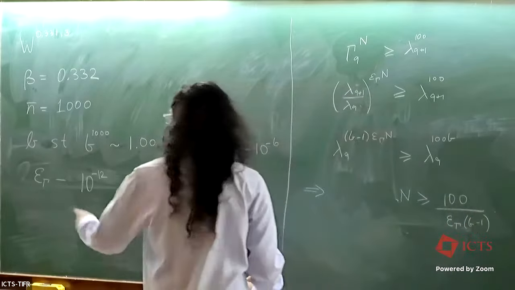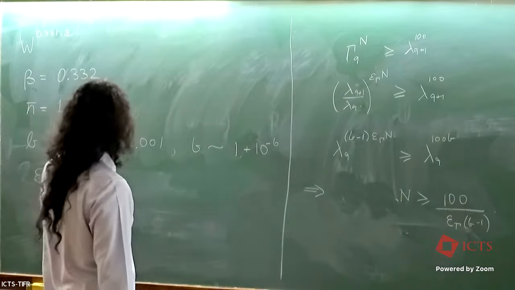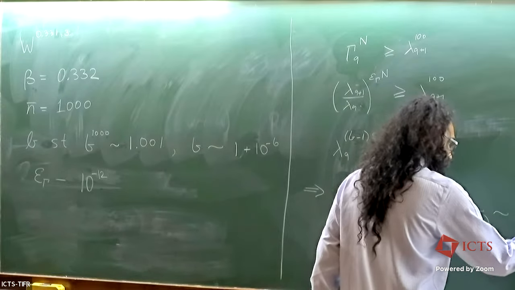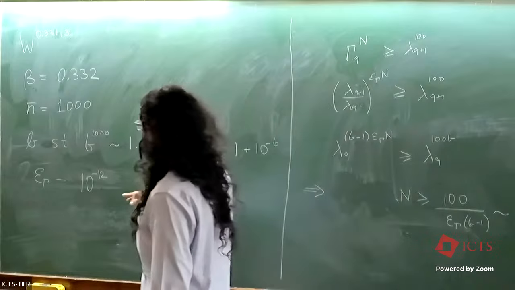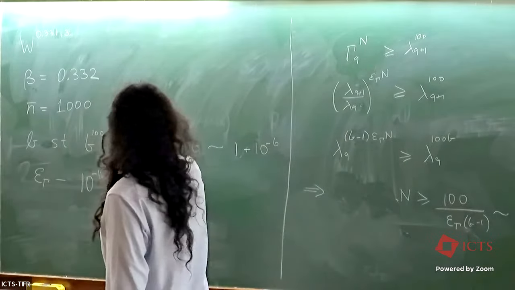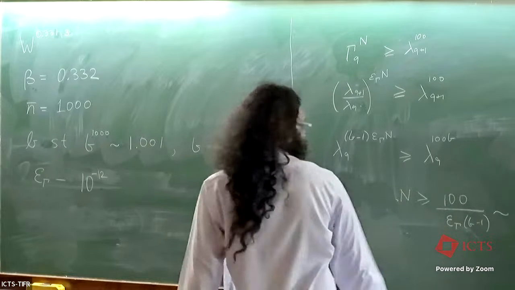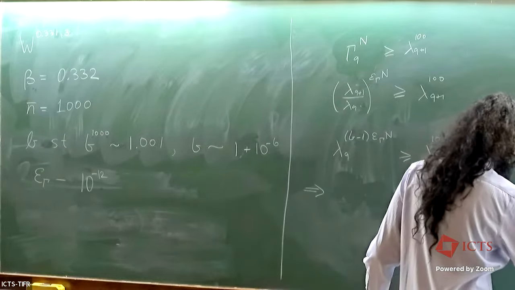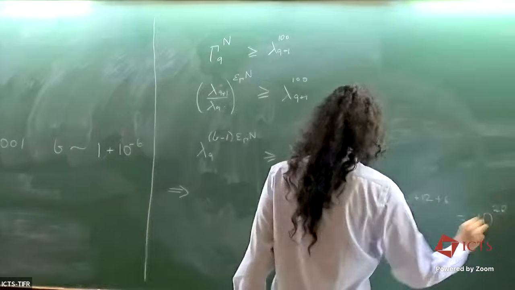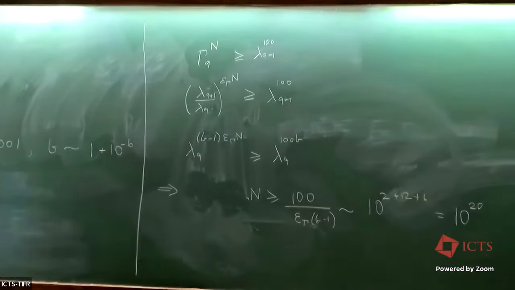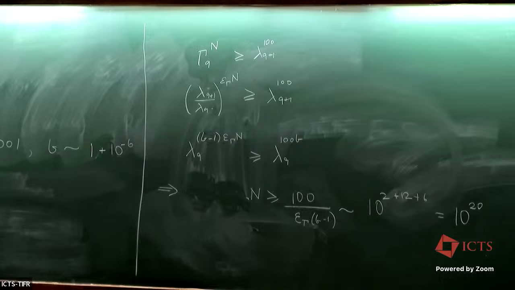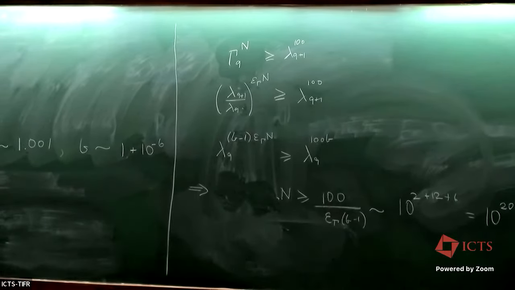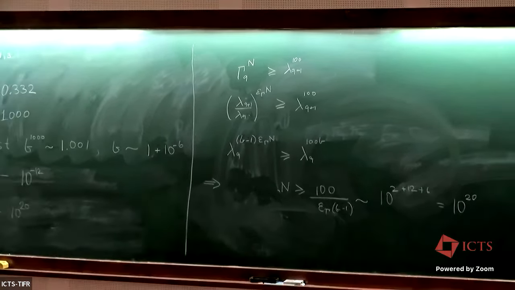Okay, and what was that? Epsilon gamma was 10 to the minus 12. So this is 10 to the plus 12. And b minus 1 was 10 to the minus 6. So this is 10 to the 20. So you need to keep track of 10 to the 20 derivatives in your scheme, which is ludicrous, but amusing, I guess. Yeah. All right.